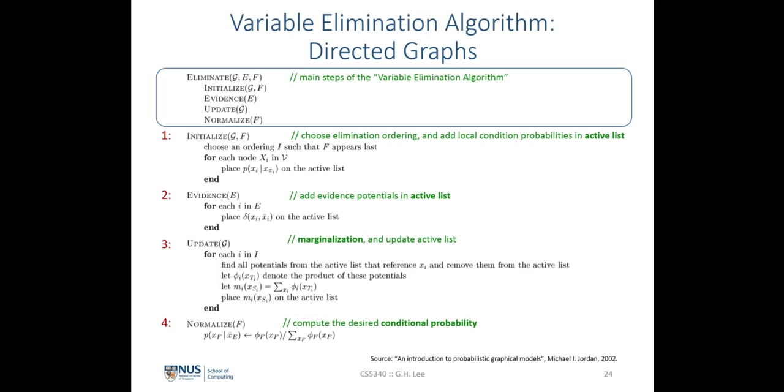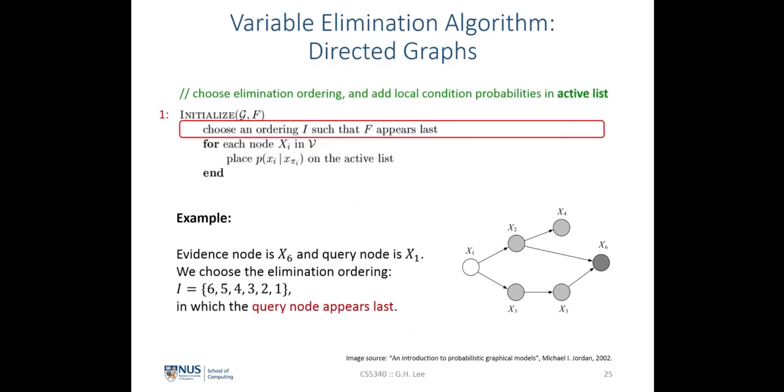Here's a summary of the pseudocode of the variable elimination algorithm for directed graphs. It consists of 4 major operations: the initialize, evidence, update, as well as the normalize operation. We'll look at each one of these operations one by one.